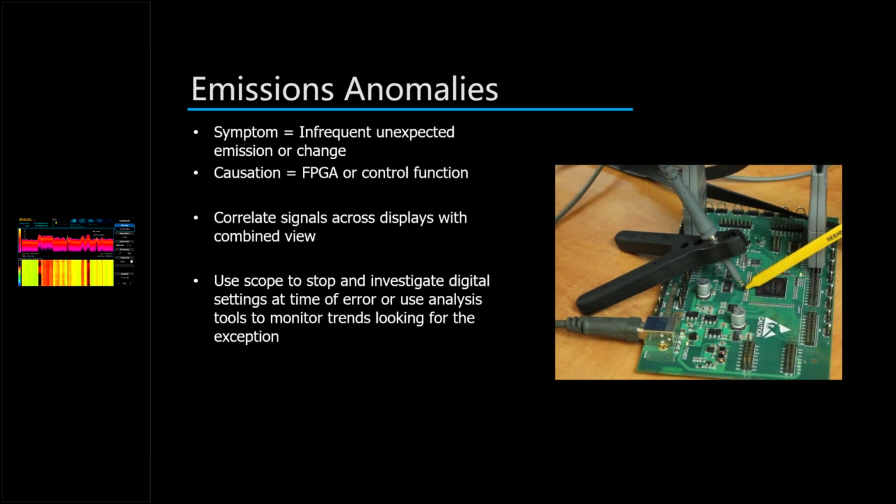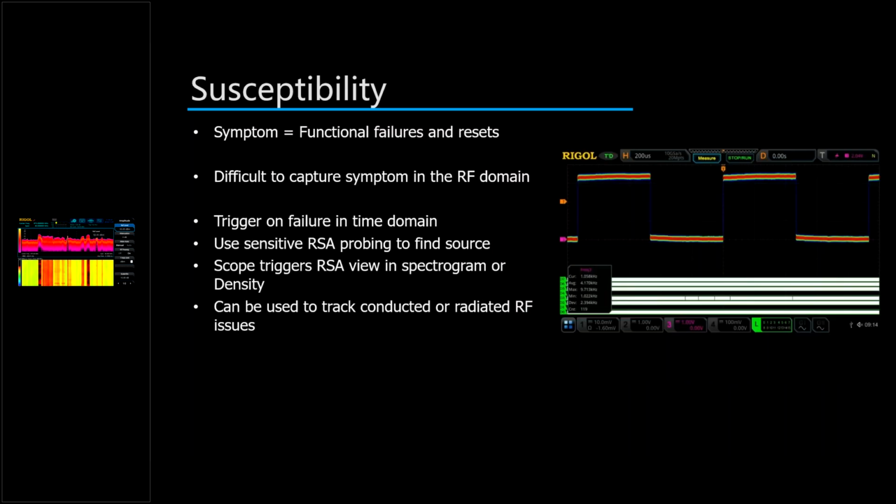So that's sort of the third type of problem where it's really a visual data correlation challenge. Now let's look at susceptibility. So here we can see in this short clip, on that same signal we were just looking at, we occasionally see an odd reset behavior.